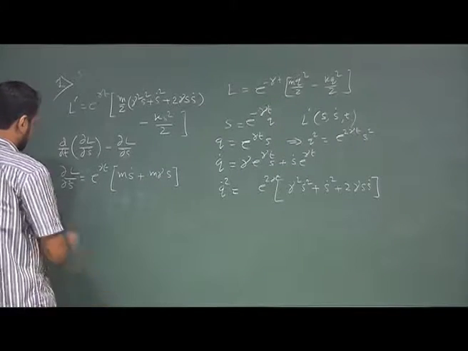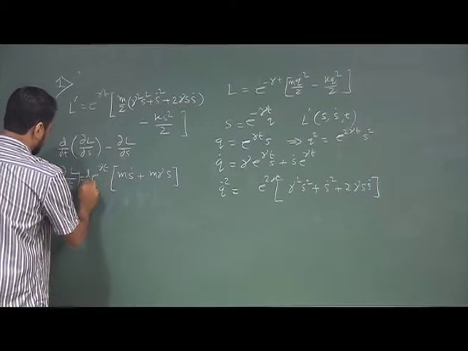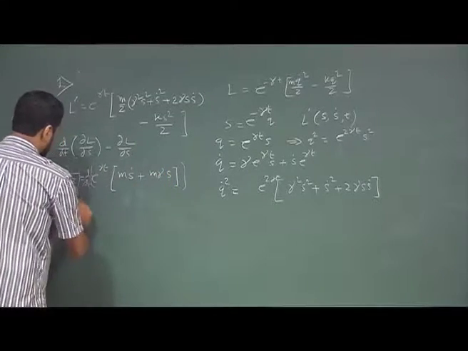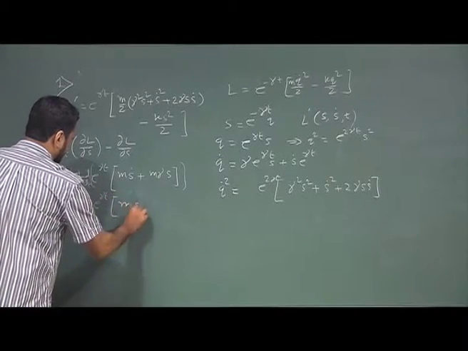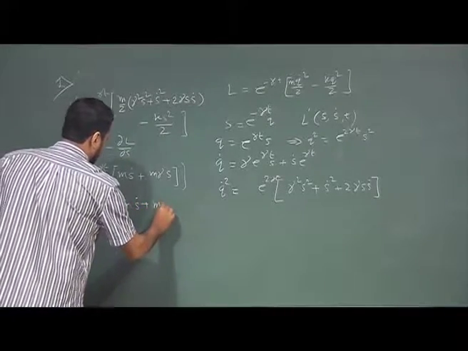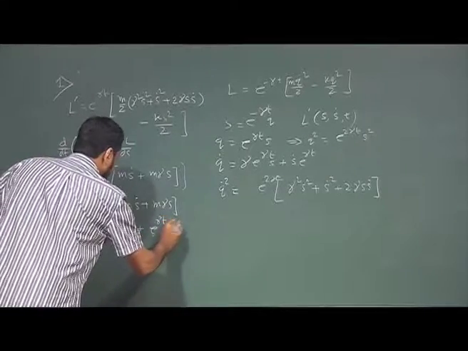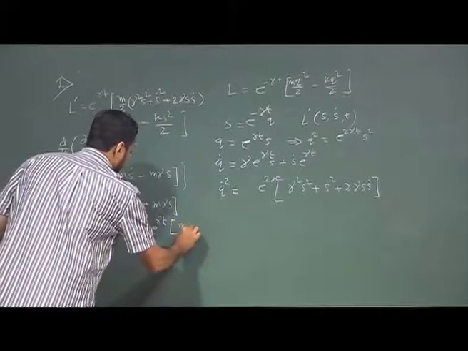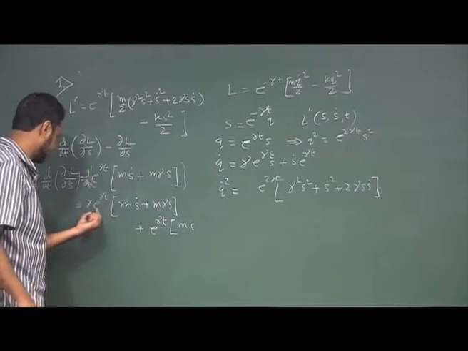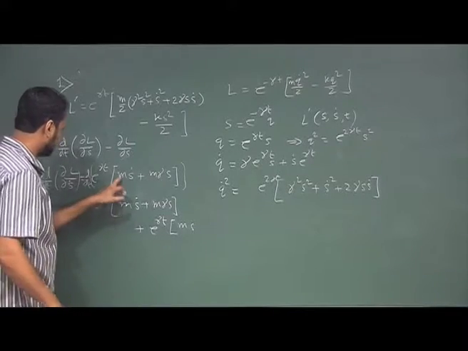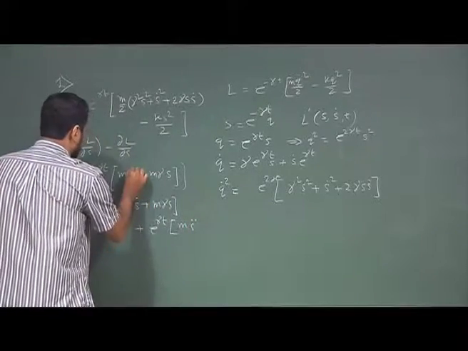So, if I take d/dt of this term, this will be d/dt of this whole thing here. First we have to take out gamma e to the power gamma t m s dot plus m gamma s, and we have to add e to the power gamma t m s double dot. So, first we took the derivative of this term and multiplied it here. The second term is fixed, and we take the derivative of this term.